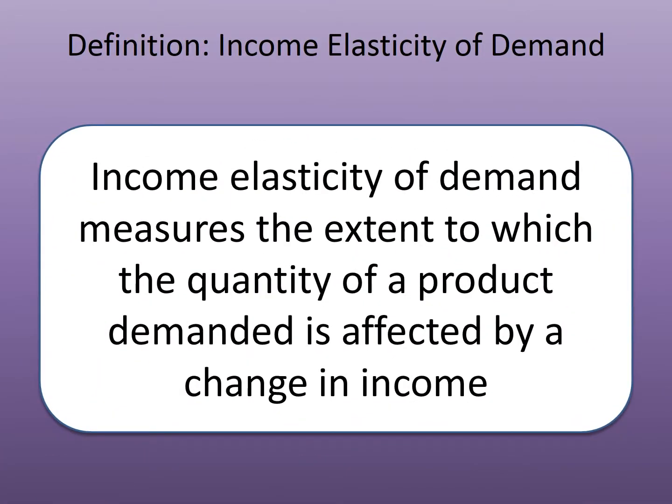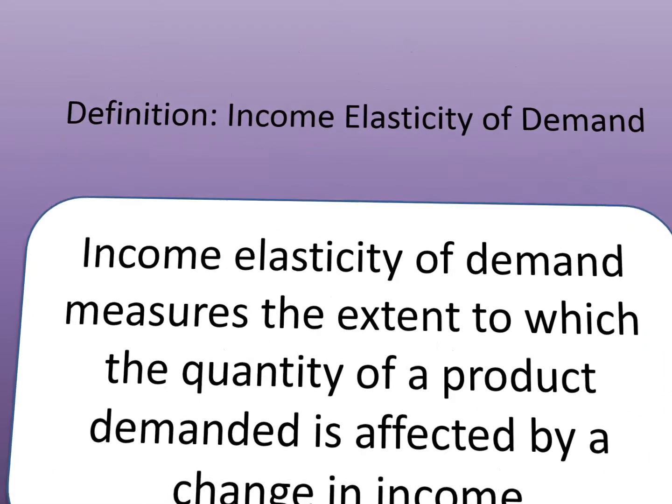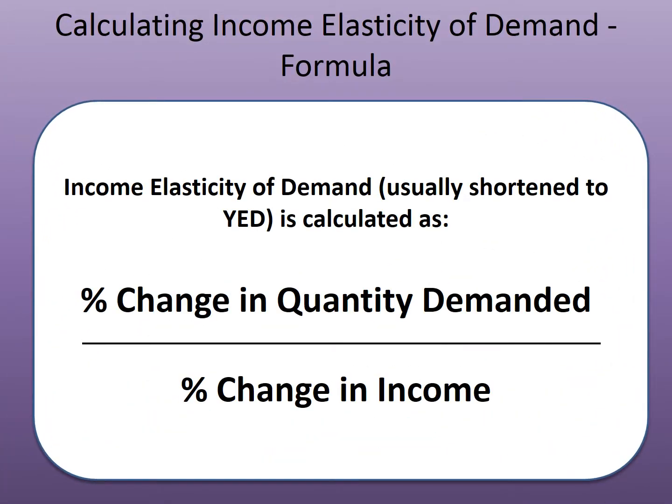So we've done price and now income. Income elasticity of demand measures the extent to which the quantity of a product demanded is affected by a change in income. So that's the customer's income. Again, it's got its own formula. The income elasticity of demand, which is usually shortened to YED, is calculated as percentage change in quantity demanded, just like PED, divided by the percentage change in income. So it's not difficult. You just swap out the percentage change in price with income.